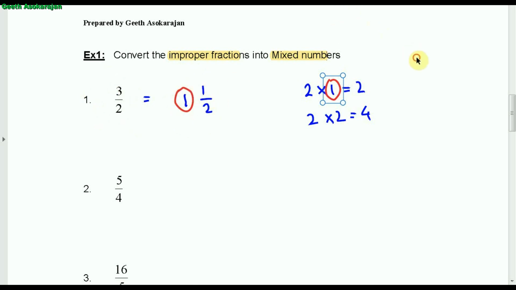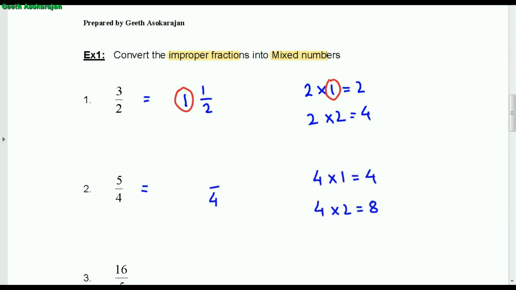Let's try another one. The more practice, the better. So 5 over 4. Remember the idea: I write down that 4 here, and then I think to myself, how many 4s go into 5? Using the 4 times table, 4 times 1 is 4, 4 times 2 is 8, but 8 is bigger than 5. So it's not going to be 2, it's going to be 1. 4 goes into 5 once, as 4 times 1 is 4.